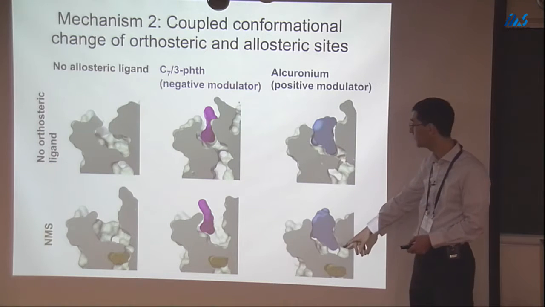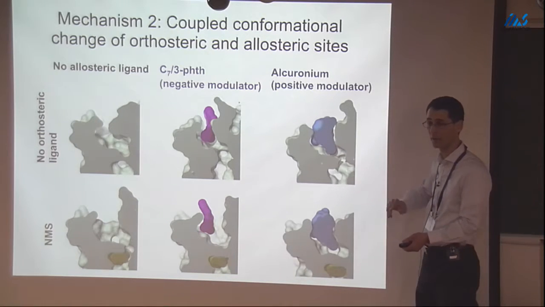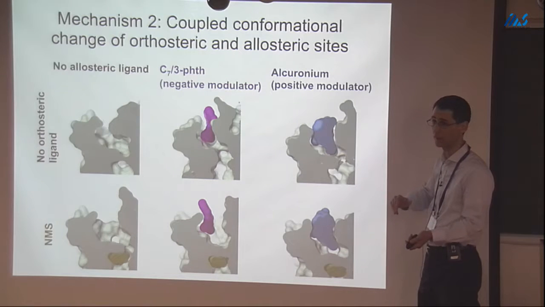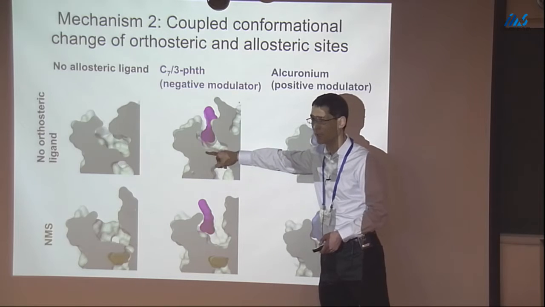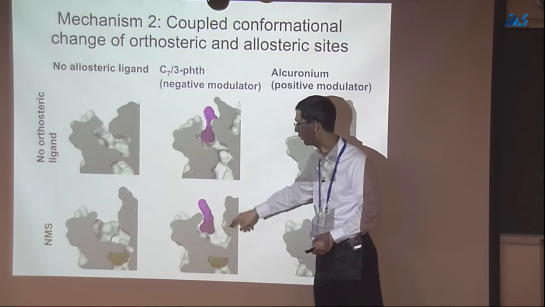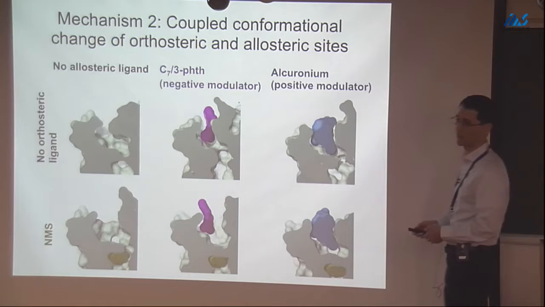So the presence of NMS makes it easier for alkyronium to bind, and likewise the presence of alkyronium will make it easier for NMS to bind. C7, on the other hand, is a narrow ligand, and it's perfectly happy binding in either the closed or the open conformation of the allosteric site.